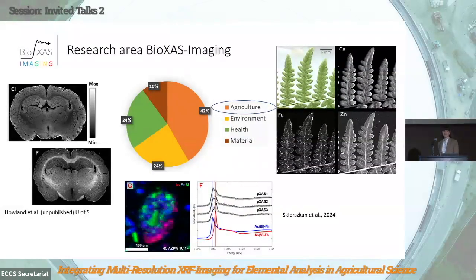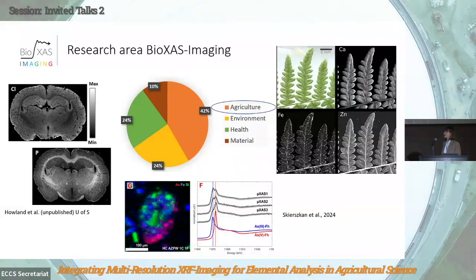So we receive projects from all the research pillars, including health science, such as biomedical imaging. In general, users are interested in scanning a cross-section of animal models to study neurodegenerative diseases such as Alzheimer's or multiple sclerosis.